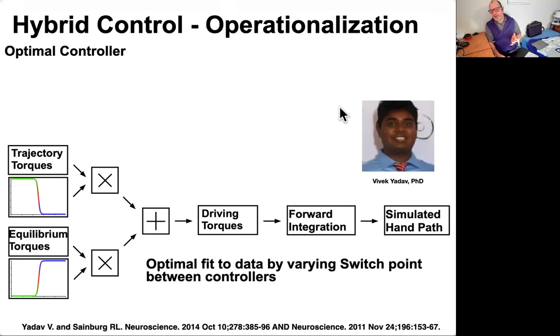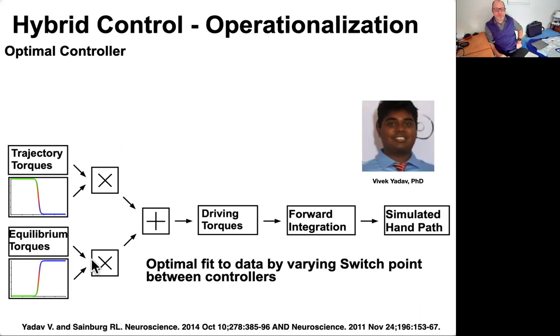And so again, you see Vivek here. We worked on developing a simulation and then optimally fitting it to our data to see if we could come up with something that would explain this hybrid control. We had what we'll call trajectory torques, or optimal torques, and equilibrium torques. This is basically an endpoint equilibrium, the dumb equilibrium point model, as Tamar Flash used to call it: specify an endpoint and get there.